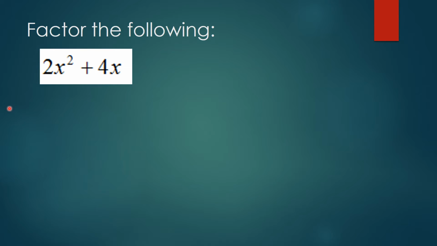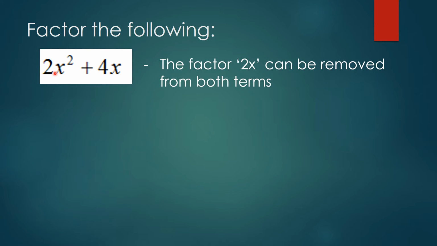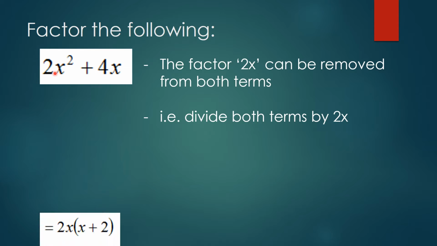Factor this one. You look at this term and it has a 2 in it and there's a 4. So 2 can be divided evenly out of both of these terms. And you see this has an x, this is x squared, and this has an x. So you can divide this by x and you can divide this by x. So a common factor to both of these terms is 2x. So 2x can be removed from both of these terms. In other words, divide both of these terms by 2x.